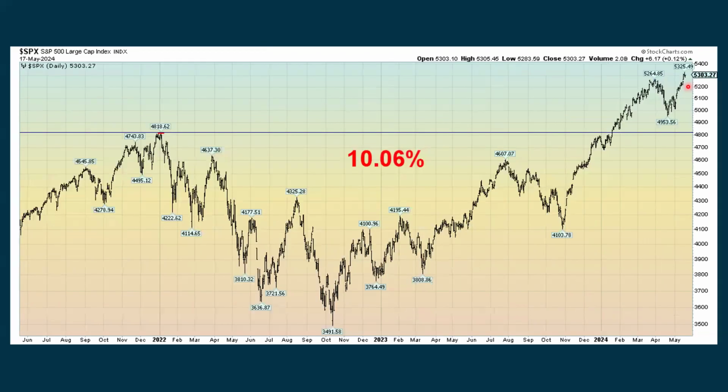Then just to keep an idea of where we are in relation to the previous all-time high that was set in early January 2022, as of Friday's close, we're 10.06% above that previous all-time high.